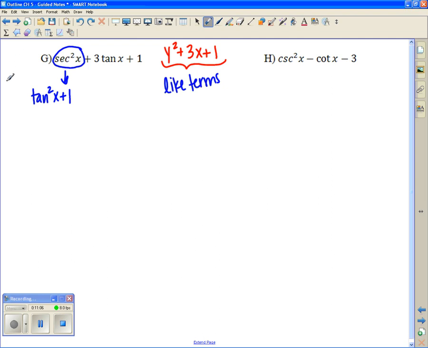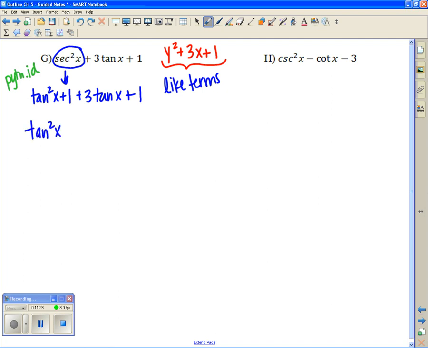Again, I'm going to make a note that that was a Pythagorean identity. They can help you to move through a problem. So secant squared x got replaced with tangent squared x plus 1. I'm going to drop down the rest of my problem. Then I'm going to simplify. Write this in standard form with the highest exponent first.